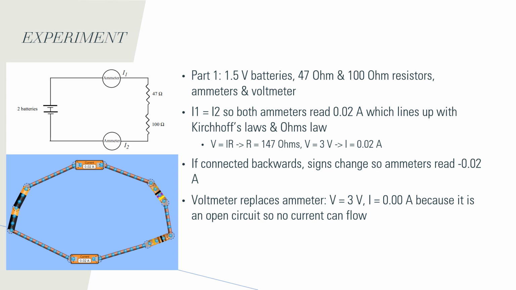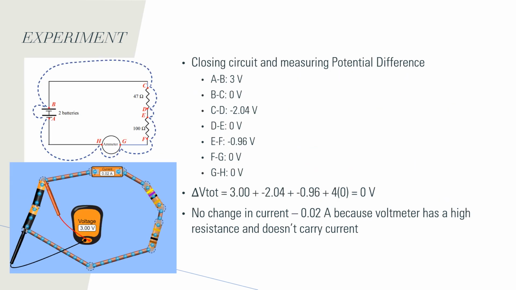Once I put the voltmeter where the ammeter is and open the circuit, the current reads 0 because the circuit is no longer closed and no current can flow. Here's the second circuit I created. So I closed the circuit again and measured the voltage at different spots along the circuit, all listed here. And the total voltage equals 0 after adding all my measurements together, which aligns with the conservation of charge and Kirchhoff's laws.